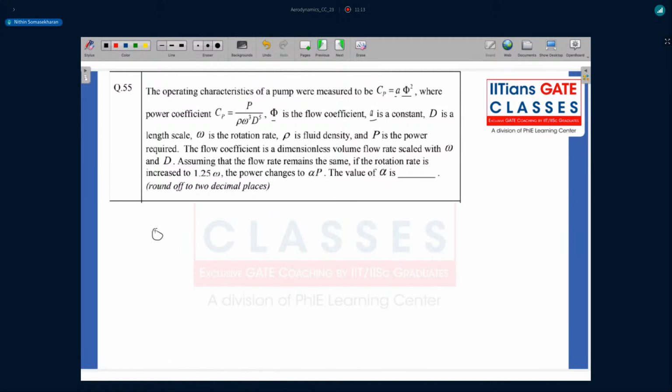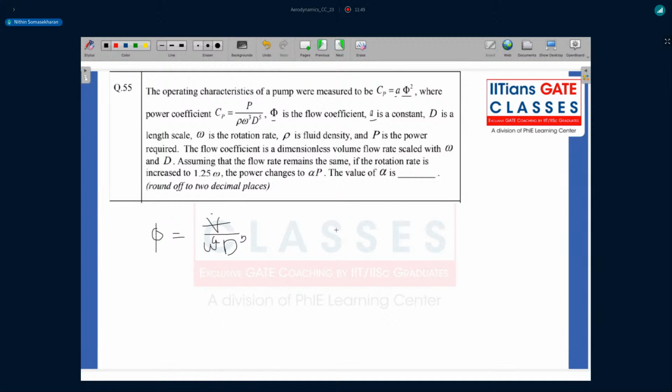So what they're saying is phi is nothing but the volumetric flow rate, let me call it as V dot, and that is being scaled with respect to omega and D, and raised to some power, which we need to figure out. All right. Assuming that the flow rate remains the same, they're saying that if the rotation rate is increased to 1.25, the power changes to alpha P.